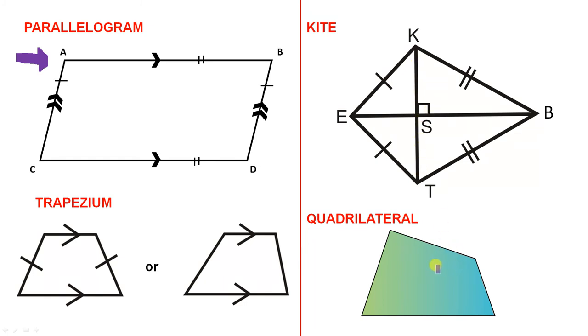And this is the general quadrilateral, where the angles don't have to be equal and the sides don't have to be equal, and yet there are four angles and four sides, but none of them have to be equal.